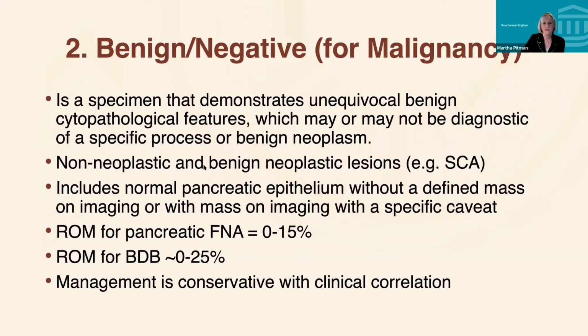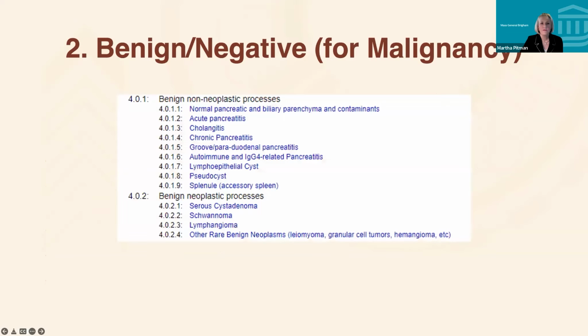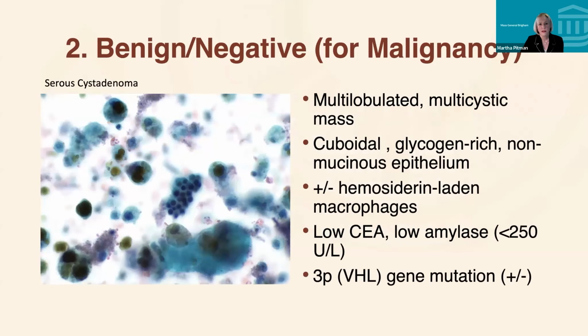The risk of malignancy for pancreatic FNA is up to 15%, and for bile duct brushings is up to 25%. The management is conservative with clinical correlation. And in the online WHO book, these are the categories that will be described. Everything from pancreatitis to lymphoepithelial cysts, pseudocysts, splenic cysts, serous cystadenoma, schwannoma, lymphangioma, and other rare benign neoplasms. And as I mentioned earlier, the serous cystadenoma will be the dominant neoplasm.